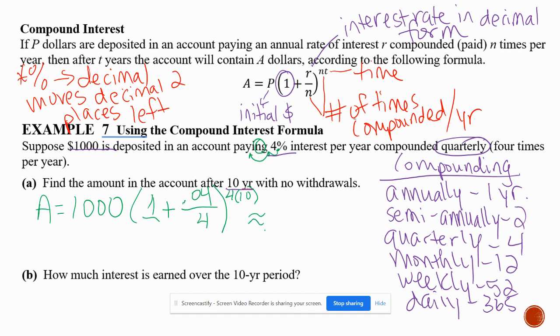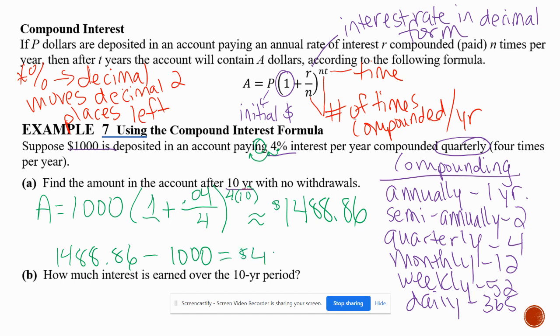I'm going to type that in my calculator, and I get $1,488.86. That's in my account. How much interest is that? Well, we take that $1,488.86 minus the 1,000 that we put in ourselves, and we get $488.86 of interest that we have earned.